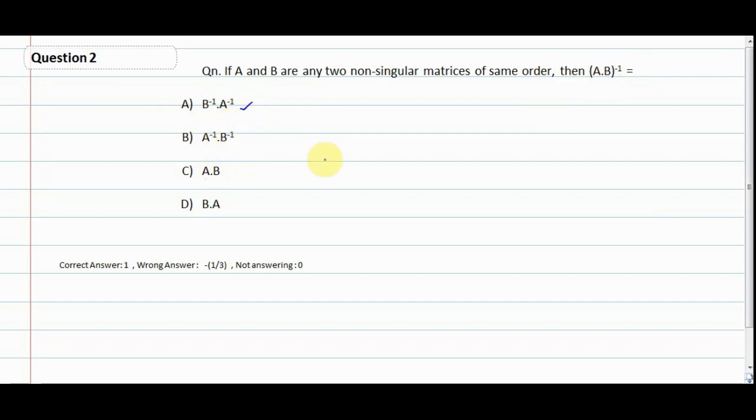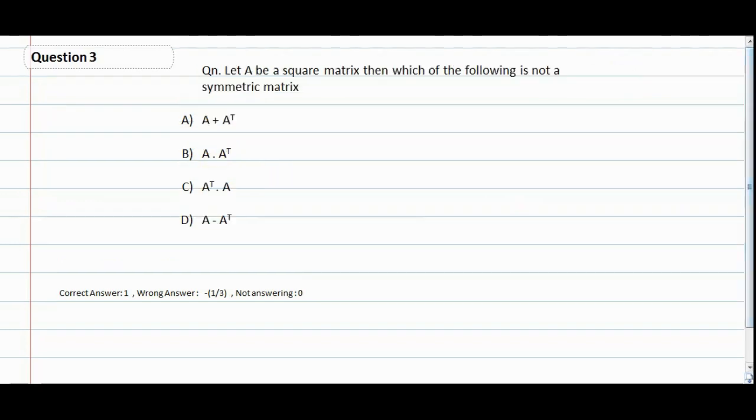Now let's move on to question number 3. Question number 3. Let A be a square matrix, then which of the following is not a symmetric matrix? So we have 4 configurations here. We have to find out which one is not symmetric. So you may pause the video and try to solve this by yourself.